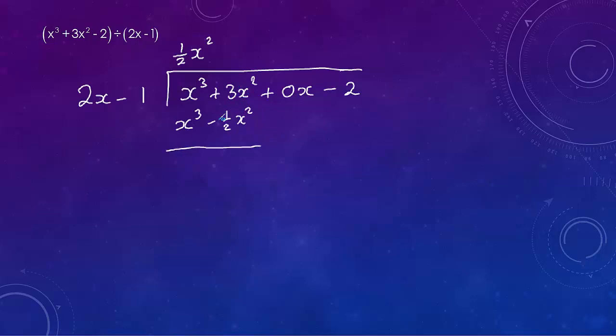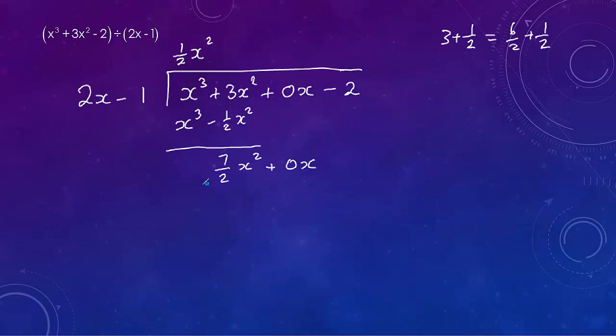So if we subtract here, the minus minus gives us a plus. So we're doing 3 add a half. So that's 6 halves add 1 half. So that's going to give us 7 over 2 x squareds, and bring down the next term.